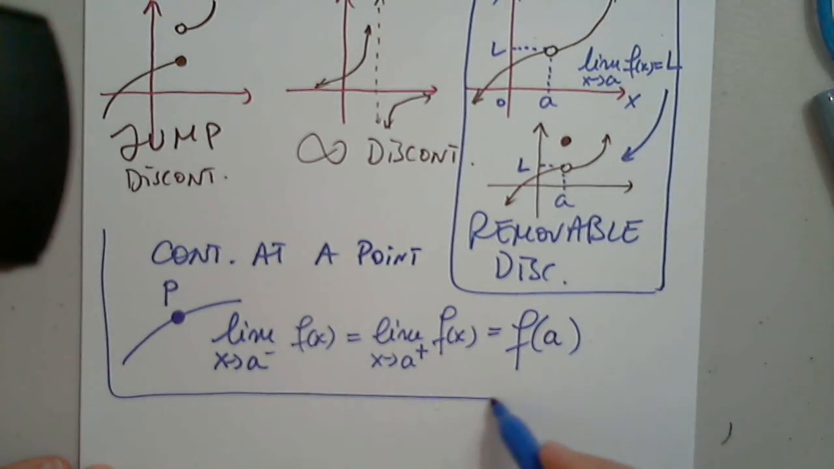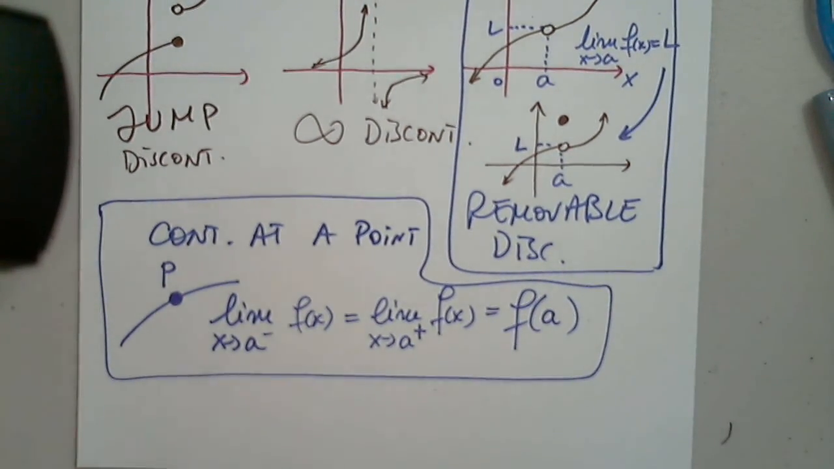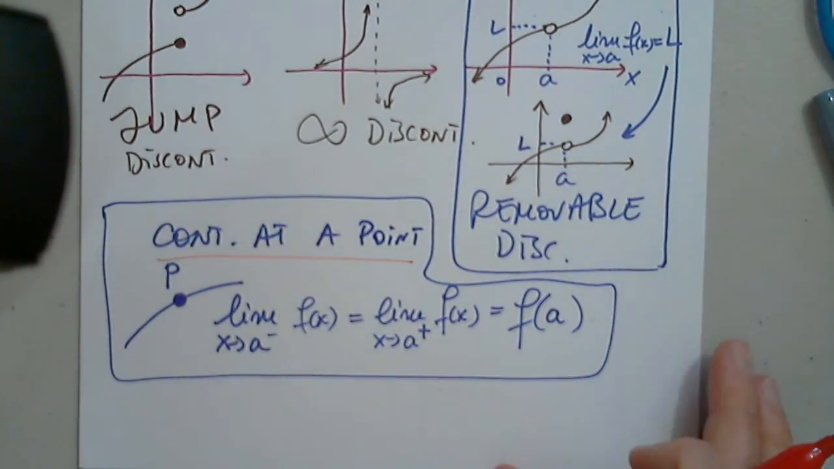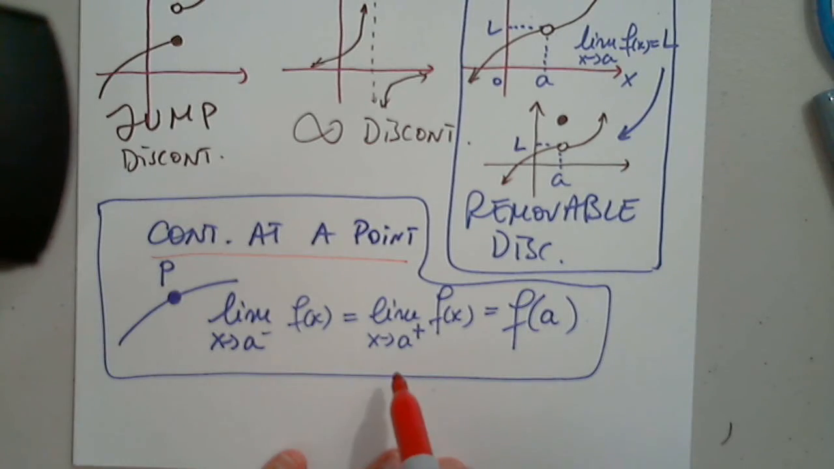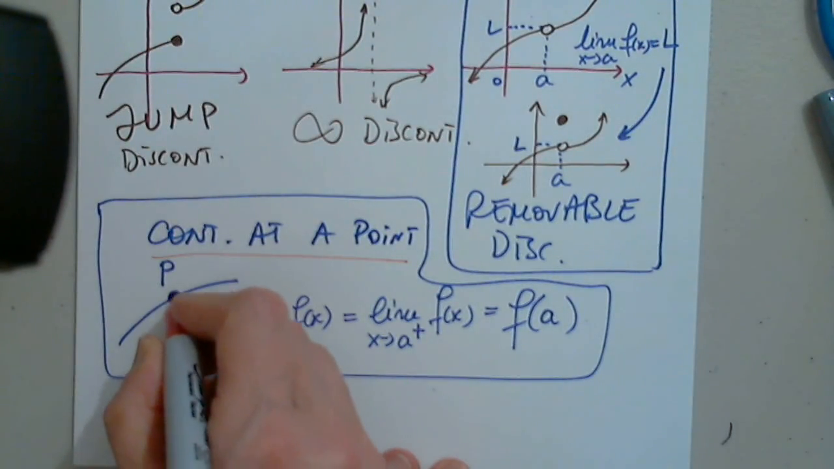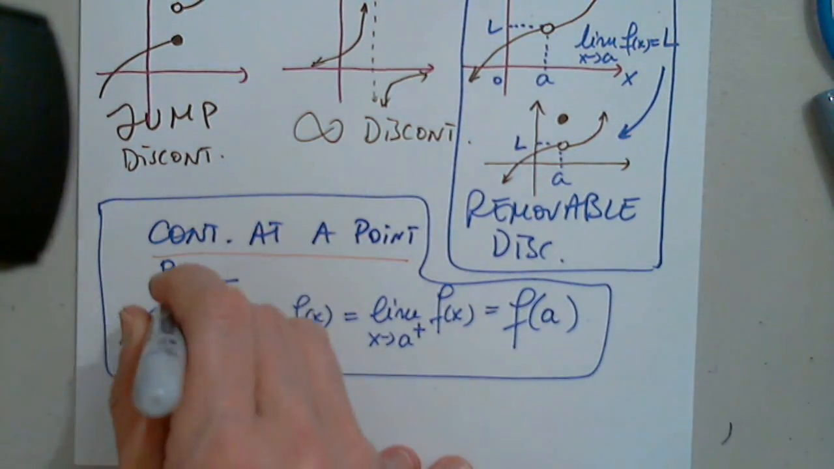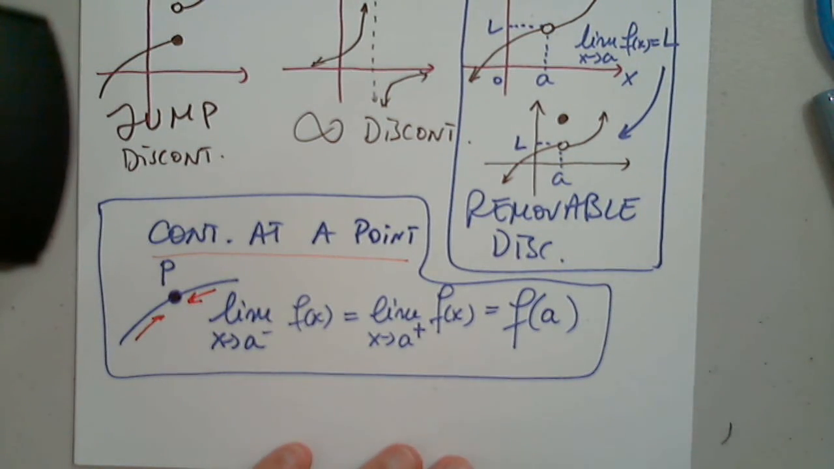So this is a very important definition. You will be tested on this definition and also removable discontinuity. So continuity at a point means the limit has to exist, but also has to equal the function value at that point. The limit from the left, the limit from the right, and the function value at that point, all three have to exist and have to be the same number. And that's continuity at a point.